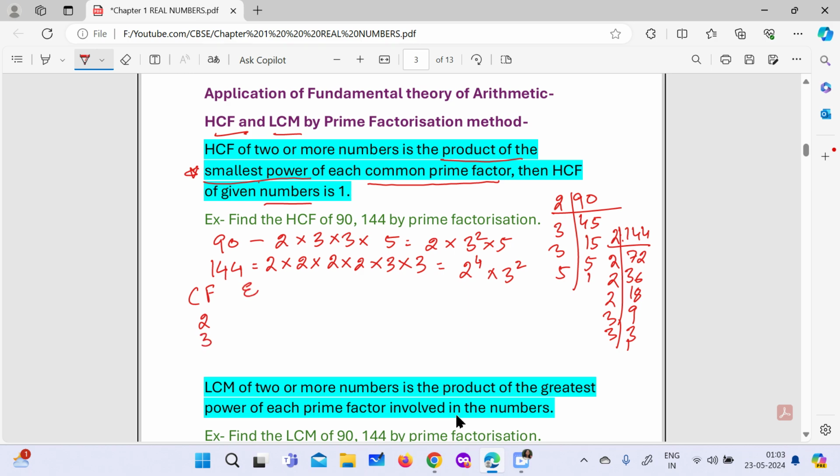So I will write the common factors 2 and 3. And now what is the power, that is the exponent? For 2, we look for the smallest power. In 90 the power of 2 is 1, and in 144 it is 4, so we choose the smallest one, 1. For 3, the power is 2 in both, so it is the same. So HCF will be 2 times 3 squared, that is 18. I hope this is clear to everyone.